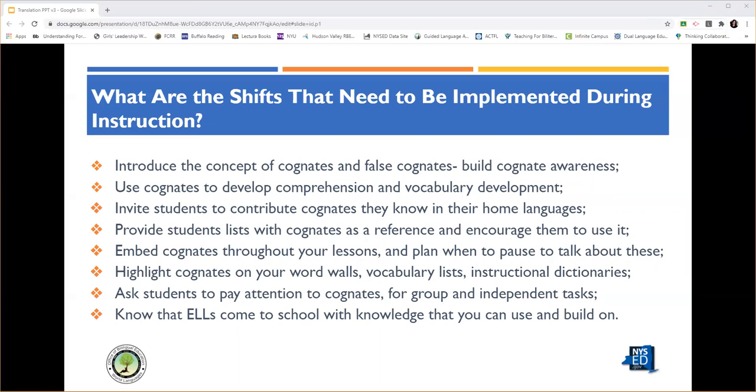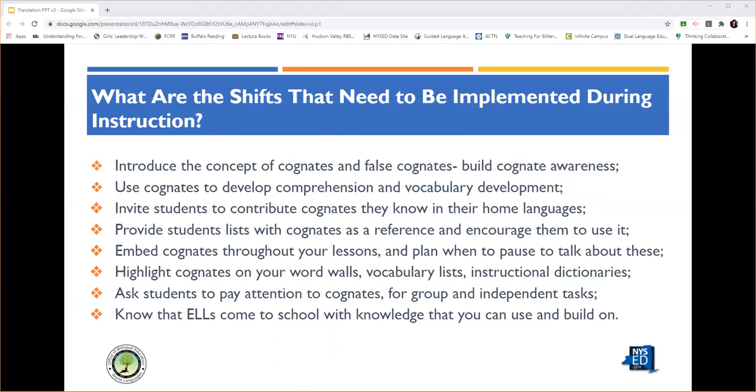You want students to use cognates to develop comprehension and the vocabulary development. Again, making those connections between what they know and what they're learning. You want to invite students to contribute cognates they know in their home language. Again, having a cognate wall, a place where students can reference during the year or during the unit, is very helpful. You want to provide students lists with cognates as a reference and encourage them to use them.